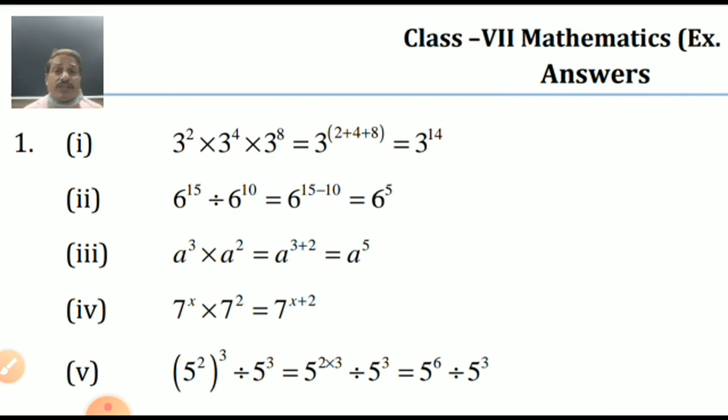But whenever there is division and both bases are common, you have to take the base common and division means subtraction. Exponent subtraction. 15 minus 10 gives me 5. 6 raised to 5. Whenever a, b, c, d are variables, it is very simple. Yes, my dear student, x plus 2.